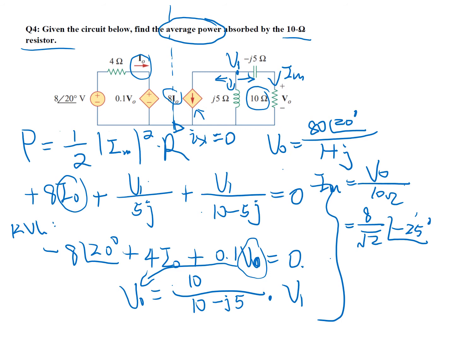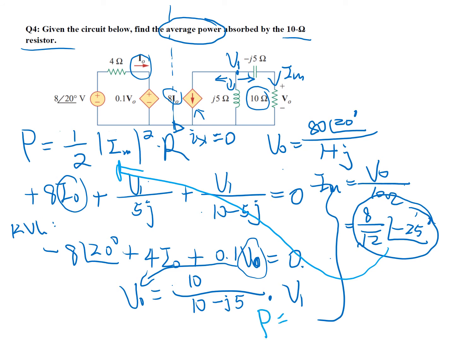So now let's substitute this value back into the equation here. So we can get P is equal to 1/2 times, here we only use its real part, that's 8 over square root of 2 squared times 10, and you can get 161.